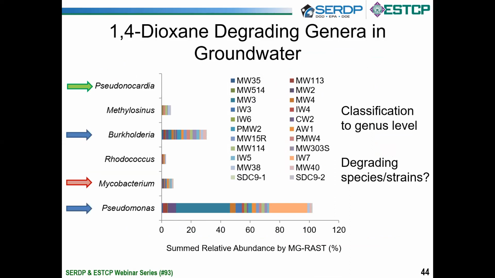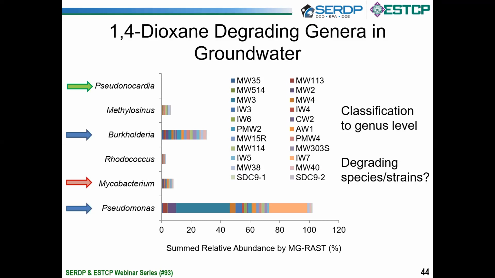We also analyzed the MG-RAST data to determine the relative abundance of genera previously associated with 1,4-dioxane biodegradation. Again, it is important to note that the classification is only to the genus level. Therefore, we do not know if specific species or strains are present. The sum relative abundance is shown on the x-axis and the genera investigated on the y-axis. In this case, Pseudomonas and Burkholderia were the most dominant, shown by the blue arrows.